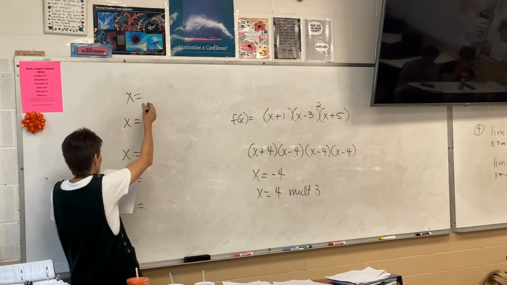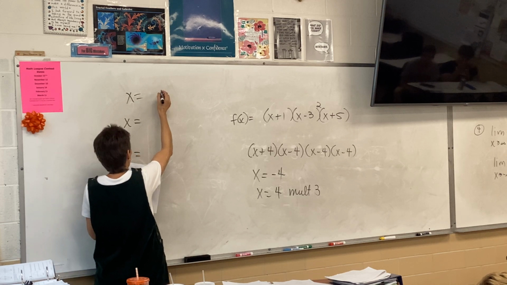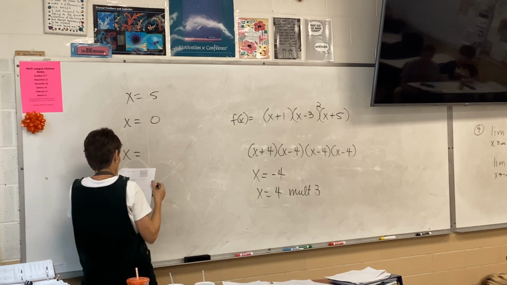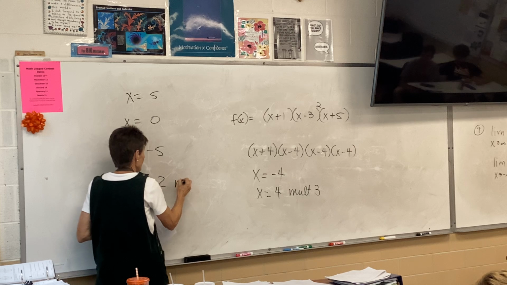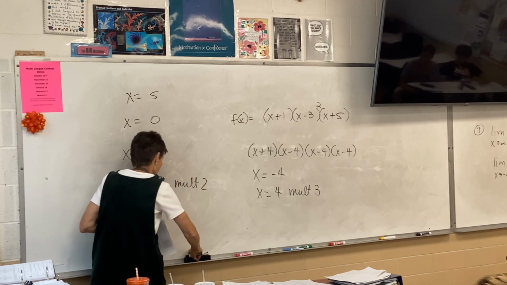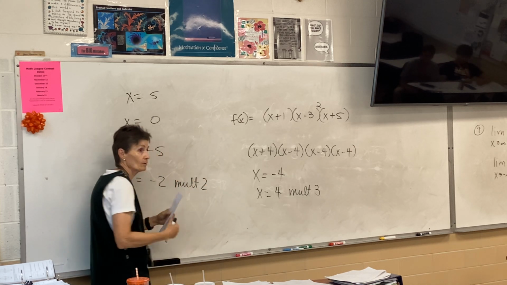So what'd you come up with? X equals what? 5, 0, 0, negative 5, negative 5, negative 2, multiplicity. Negative 2 with multiplicity 2. How does that look to everybody? Does that look right?